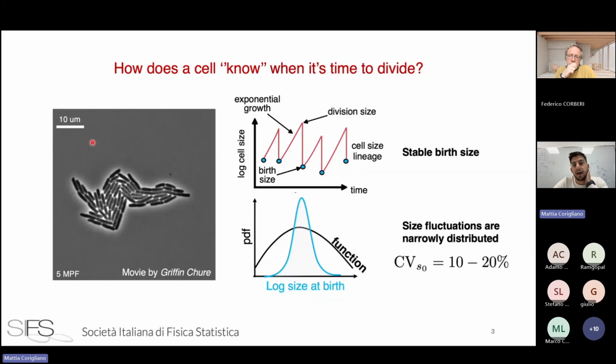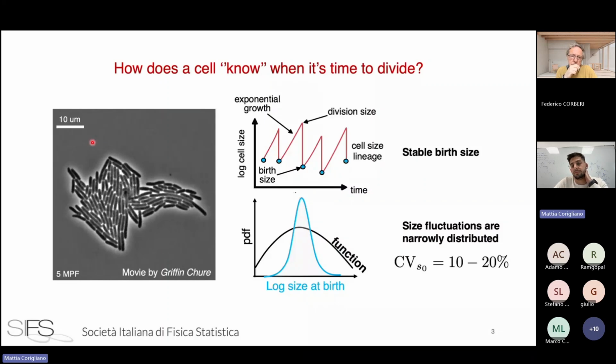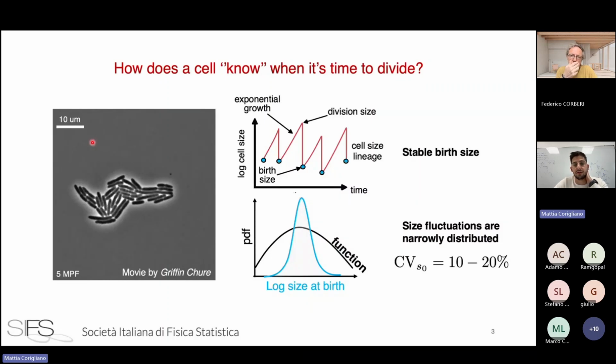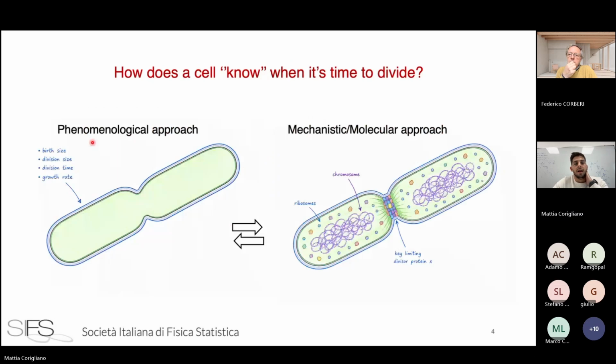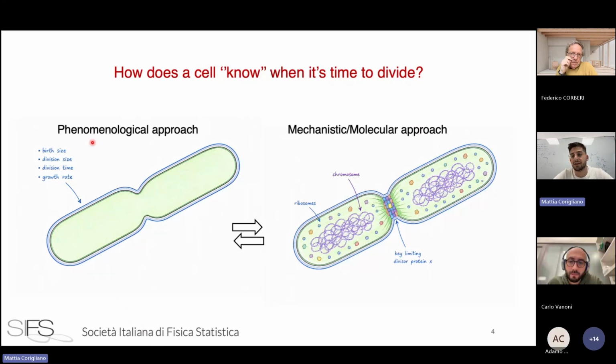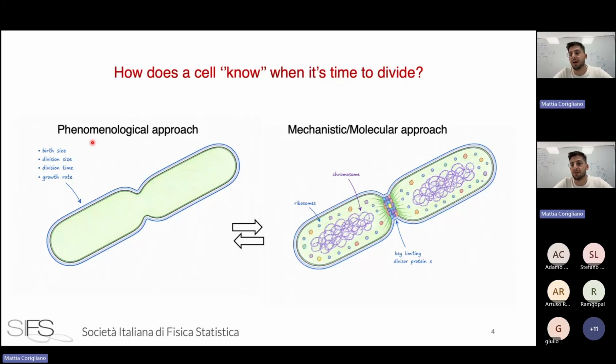So again, we want to understand how these cells take this decision better, basically, with this kind of model that I'm going to present. And of course, you can take two different approaches depending on the level of details you want to include in your model. Today, I'm going to discuss two distinct approaches, one more phenomenological and one more molecular.